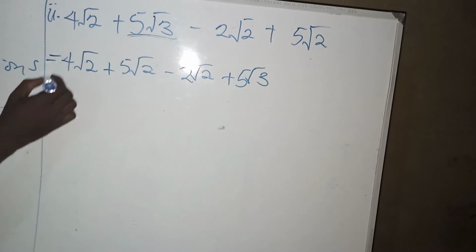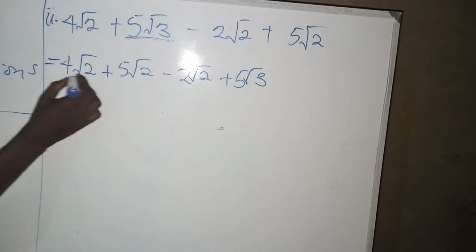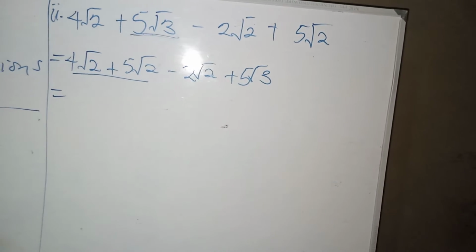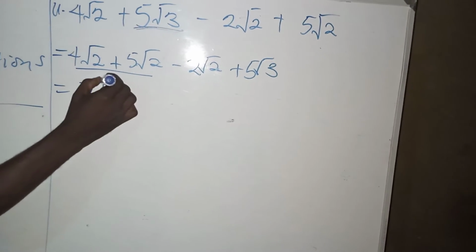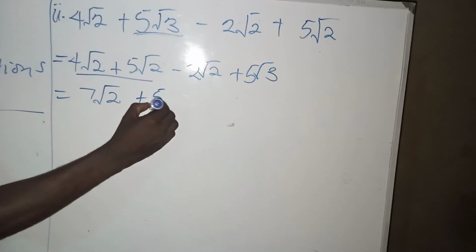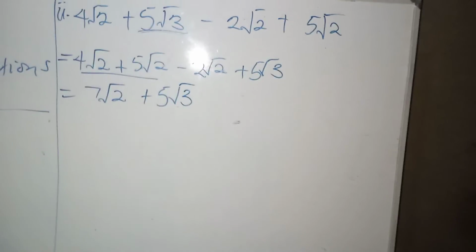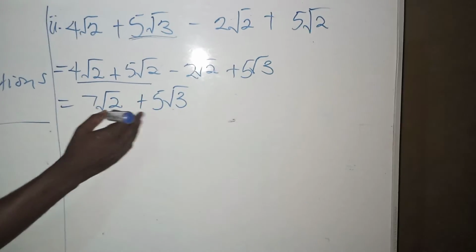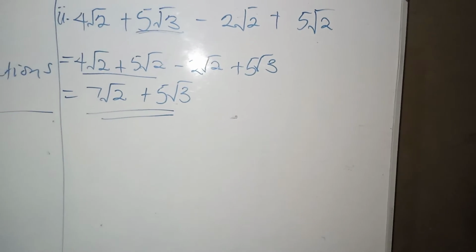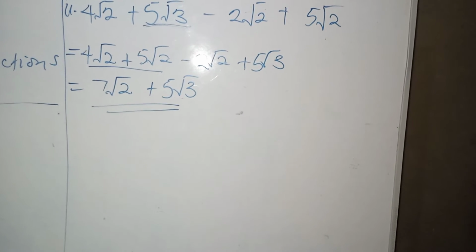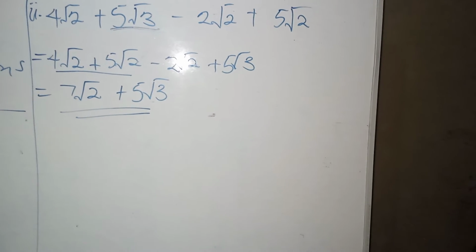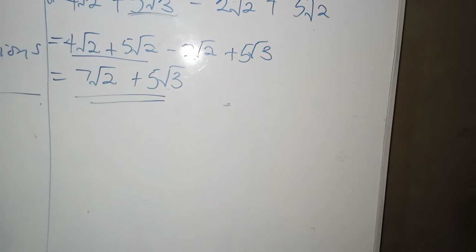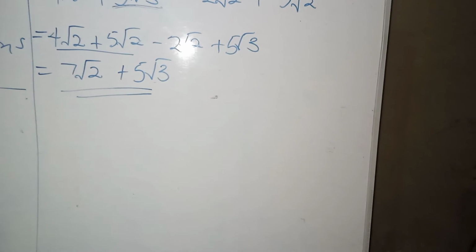and then this will be 9 root 2 minus 2 root 2 will be 7 root 2 plus 5 root 3. And then, since the numbers under the root signs are different, you cannot add them, and this is where you stop. This is how you add and subtract.